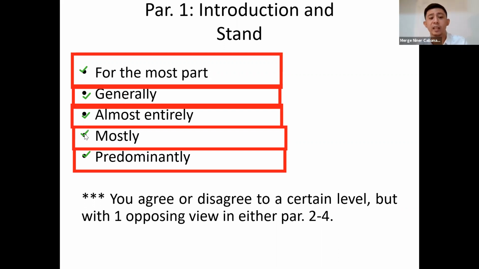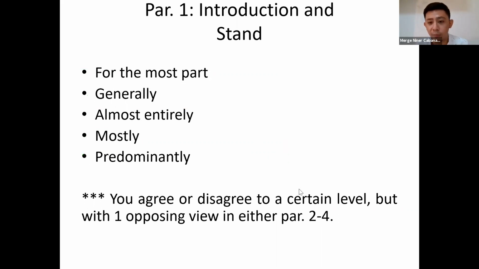So what I'm trying to say is that out of all the 5 options here to present that you agree or disagree to a certain level, or what I call a 70-30 approach, you can choose any of the 5 words, but I would be choosing for the most part. Why? Just because it contains 4 words as compared to predominantly that only contains 1. And in comparison, predominantly is harder to spell.